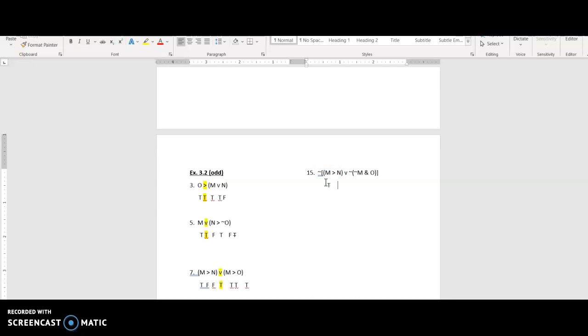So here we have true, false. We know that a conditional with a true antecedent and a false consequent is false. Inside these parentheses, we have not M. Since M is true, not M is false. And O is true. So that conjunction comes out false, since we have a false conjunct. But this negation over here negates that and gives us true.